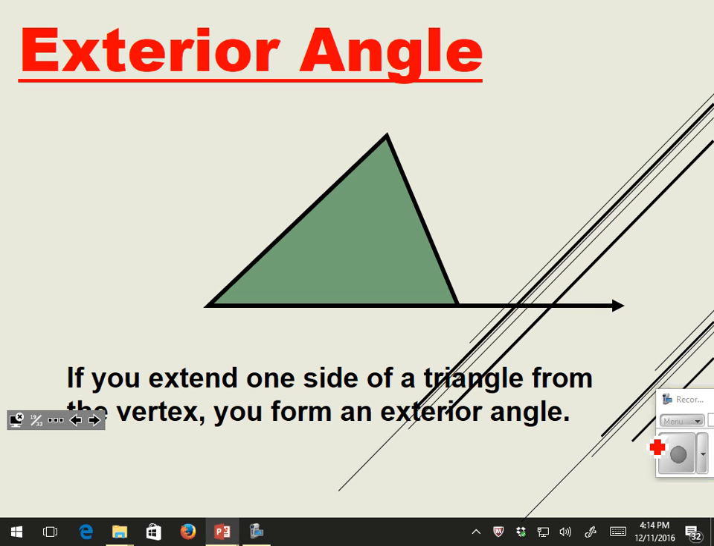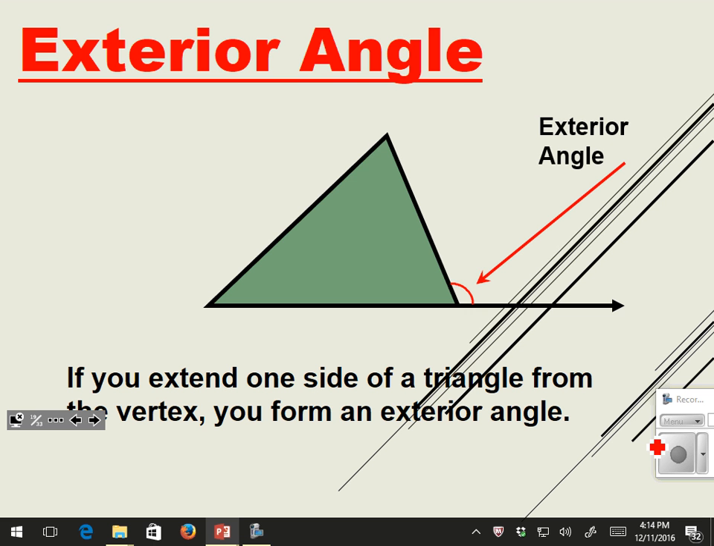So let's talk about the exterior angle of a triangle. There are certain vocabulary words you need to know by the end of today, besides an exterior angle. If you extend one of the sides of a triangle from the vertex, you form an exterior angle. So if you look at this triangle, I extended one of the sides. This angle here is called the exterior angle. There are actually more than one exterior angle, but I'm just using one for now. So that's the exterior angle.